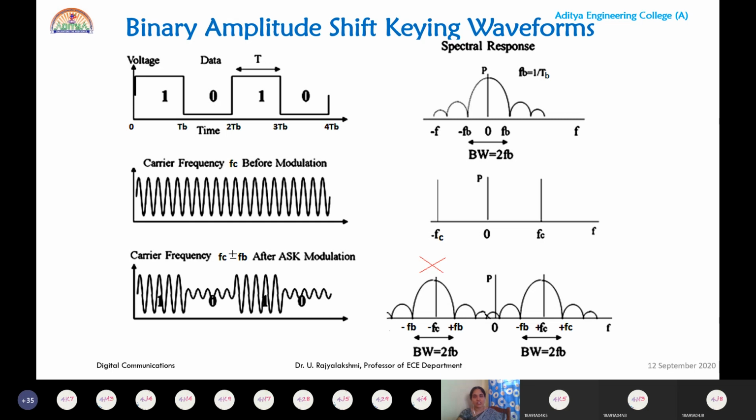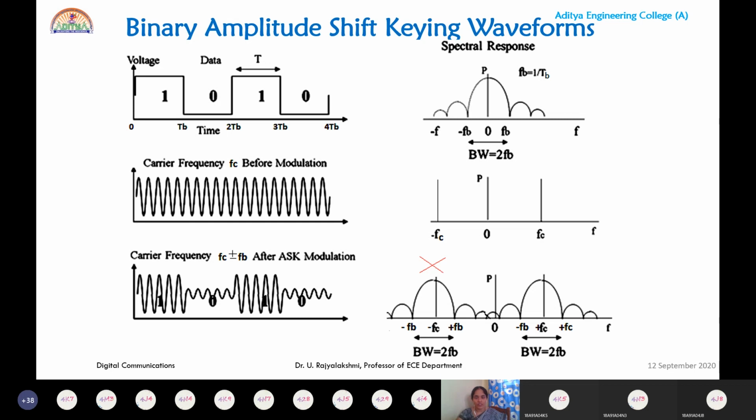You can represent cos as e^(j omega ct) plus e^(-j omega ct) divided by 2. We studied in analog communication that the Fourier transform of cos omega ct consists of two impulses located at plus or minus fc. Because the Fourier transform of e^(j omega ct) plus e^(-j omega ct) divided by 2 gives you pi del of f minus fc plus pi del of f plus fc. So two impulses located at plus or minus fc. That is the spectral response of the carrier component.